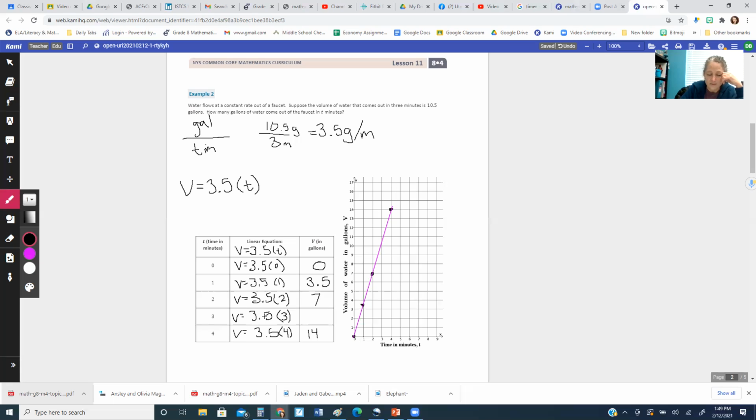So let's see, 3.5 times 3 is going to be 10.5, not 9. Now 9 is awfully close to 10.5. That's why I didn't set off my does it make sense radar, right? But it's not close enough. So then I go 3 and then 10.5 and boom, it's on the line. And that's how I know it's right. So I can look at this graph and go, okay, at 1.5 minutes, it's right at about 5.25 right there, right? 5.25 gallons.